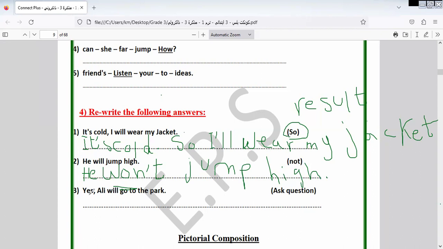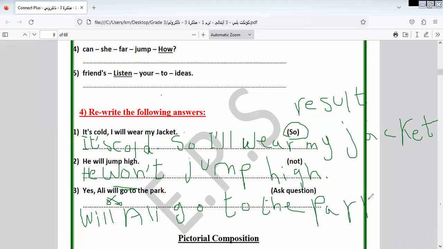Okay, here we say: yes, Ali, go to the park. So here what do I make? I make a replacement. I invert, replacing the verb instead of the subject, like this. Will Ali go to the park? And I put the question mark at the end of the sentence. Okay.